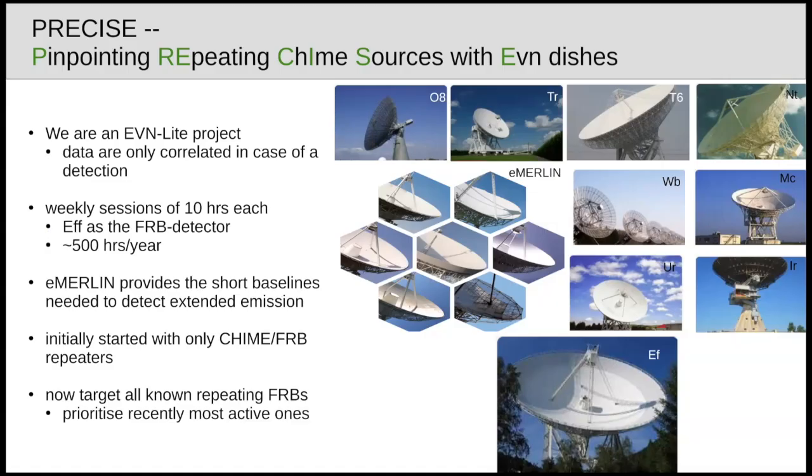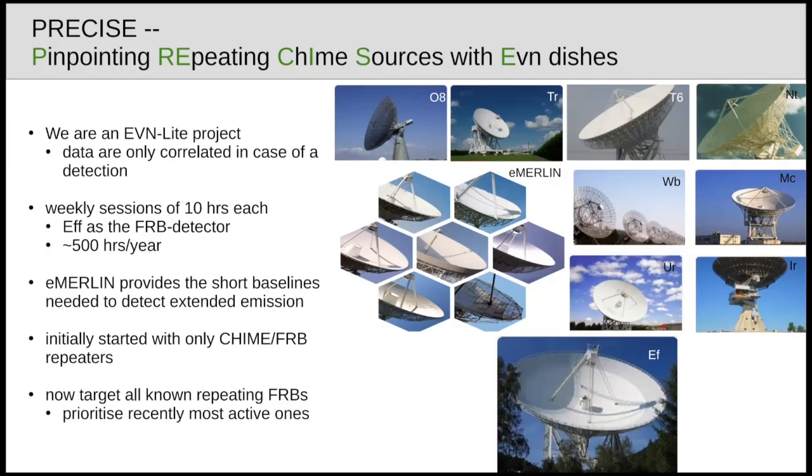We get some 500 hours per year, mostly governed by the availability of Effelsberg. The Effelsberg dish is our detector because it's the most sensitive dish in the array. And we also have e-MERLIN in the array because e-MERLIN is great as it provides intermediate baselines. If you want to be sensitive to extended emission where your FRB is, you need some shorter baselines, otherwise you resolve it all out.